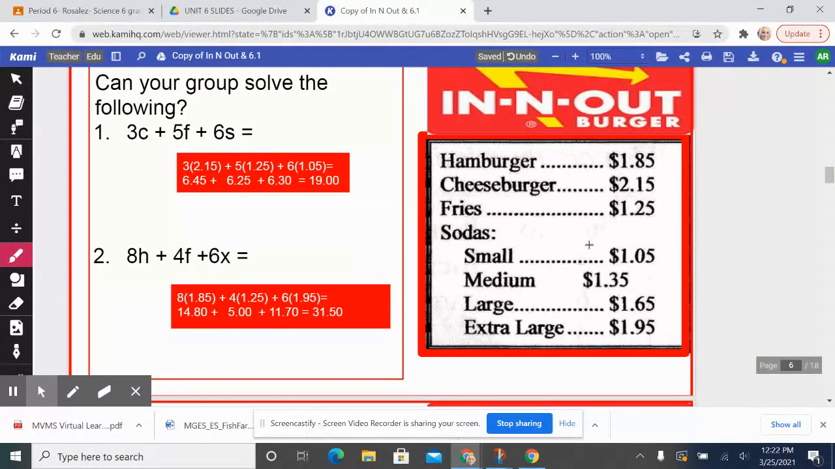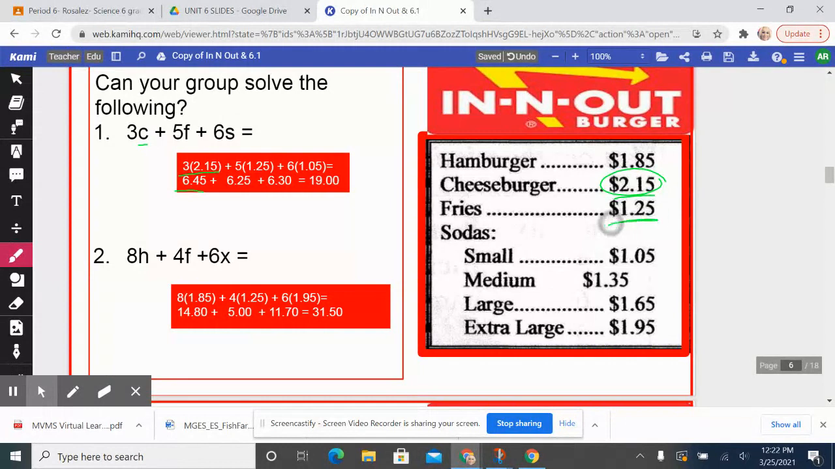And then this is more what it's going to look like. So it says, can your group solve the following? So we're not in groups, right? But I'm going to go over them with you. So the C represents a cheeseburger. So they want 3 cheeseburgers, right? So you would do 3 times the $2.15, and you would get $6.45.